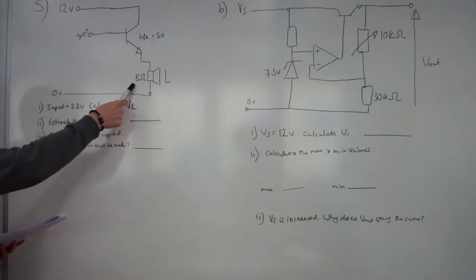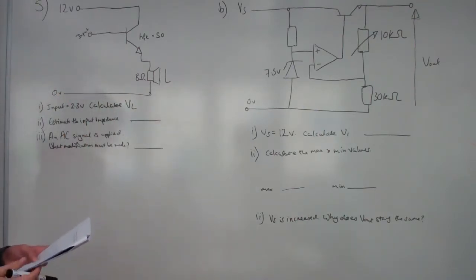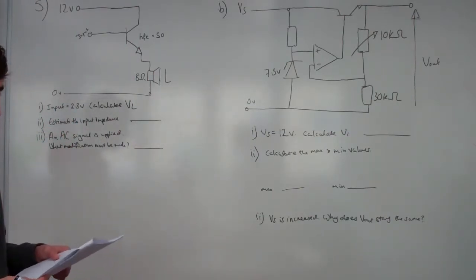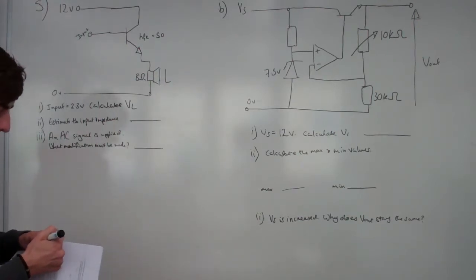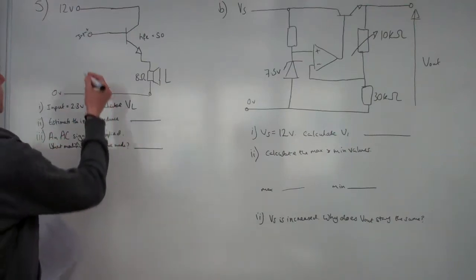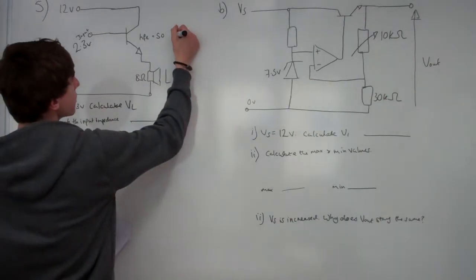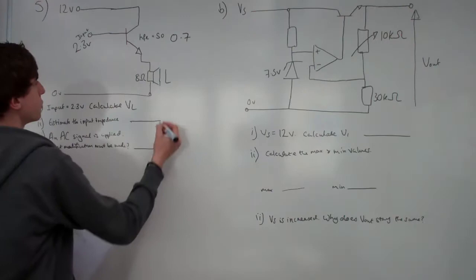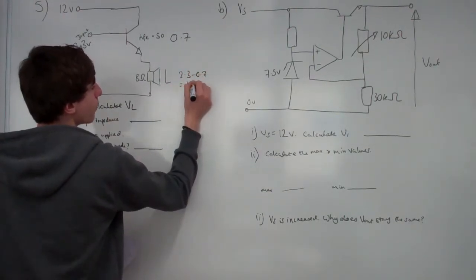They give you the impedance of the loudspeaker, and they show that you've got an input going to the base of the transistor. It says the input voltage is 2.3 volts. It then says calculate the voltage across the loudspeaker. Now this is nice and easy. All you have to remember is that if you've got 2.3 volts here, there's going to be a 0.7 volt drop across here, and the rest is going to be here. So it's just 2.3 minus 0.7, which is 1.6 volts.